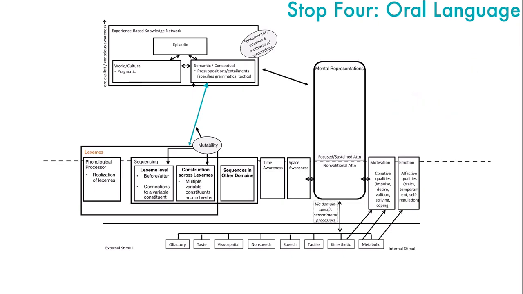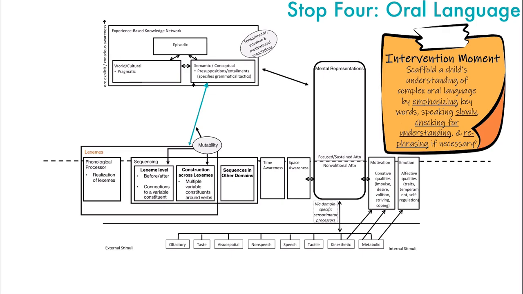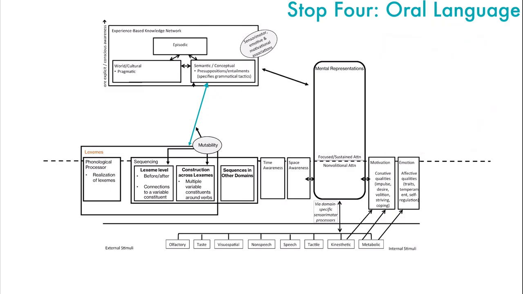This brings us to our second intervention moment. Processing oral language clearly puts a large load on the brain's cognitive capacities. This means that for children with DLD, for whom this might require even more cognitive effort than a typically developing child, there are ways educators and SLPs can facilitate a child's understanding of oral language, such as by speaking slowly and clearly, emphasizing the most important parts of their message, checking to make sure the child has understood, and then rephrasing if necessary.